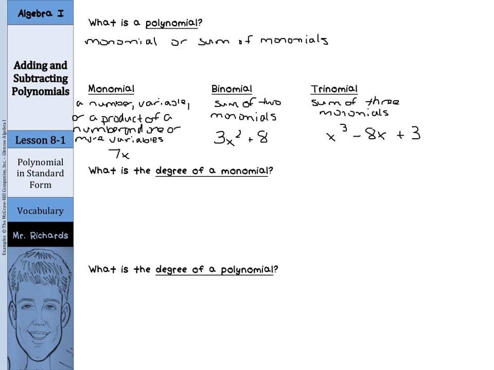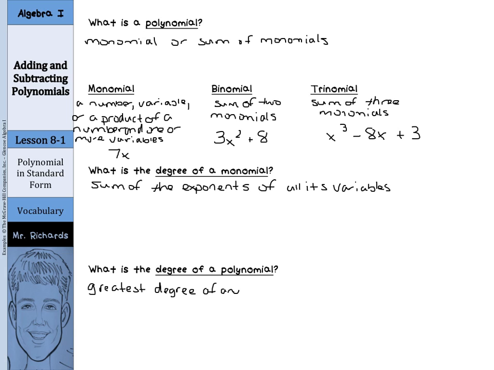Now, what is the degree of a monomial? The degree of a monomial is the sum of the exponents of all its variables. And what is the degree of a polynomial? It is the greatest degree of any term in the polynomial.